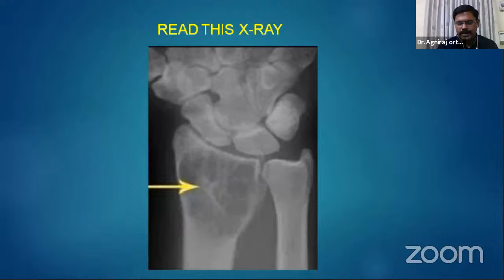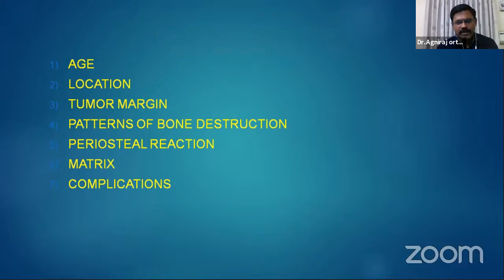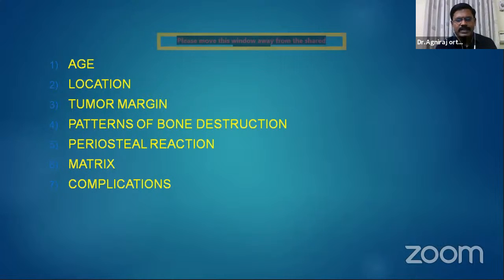There are actually only seven factors, seven things, which you go through in order so that you can read the X-ray properly and come to a diagnosis. First one is age. Second one is location. These two alone you told. Age you told, skeletally mature. Location you told, distal radius, epiphyseal metaphyseal location. And you told there is some ossification. It's not ossification, they are bone septations.